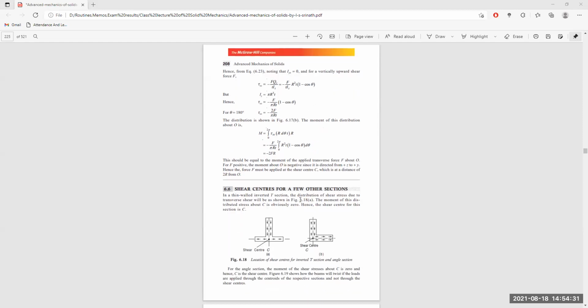Let us discuss the shear center of two other sections. There is a section C here, and there is a section T, and there is a section L. For the thin wall inverted T section, the distribution of shear stress with transverse shear will be as shown here. The moment of the shear distribution about C is absolutely zero. Both of these are the same. If you take a moment with both of them, they will balance each other. So this is the shear center, or center of flexure, of the beam section itself.